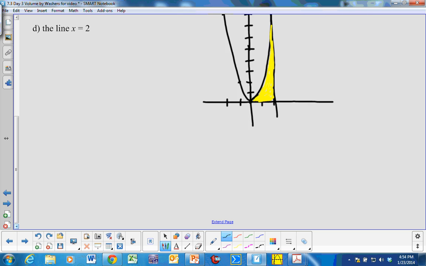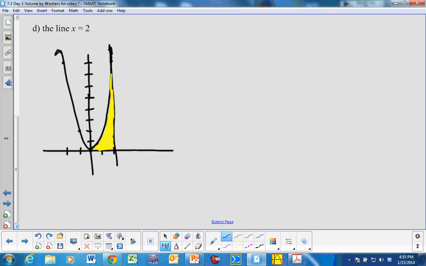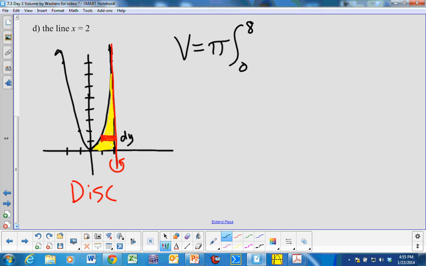We're going to revolve this one around the line x equals 2. So that means we're revolving it around this line right here. So again, I need to draw my rectangle to be perpendicular. So my representative rectangle could be right there. And I'm revolving around this line, x equals 2. And so my rectangle touches the axis of revolution, so this is going to be the disk method. So volume is pi. My width here is delta y, so I use my y values. That's going to be 0 to 8.